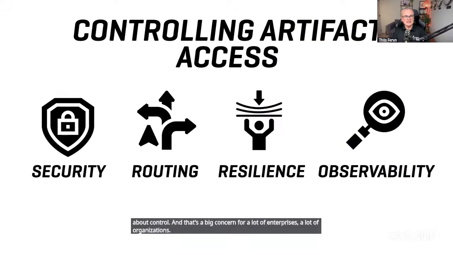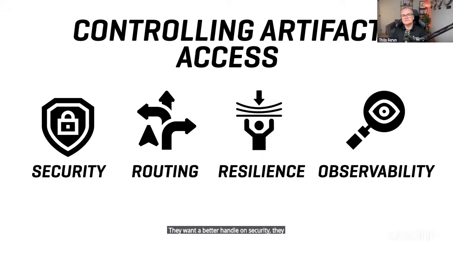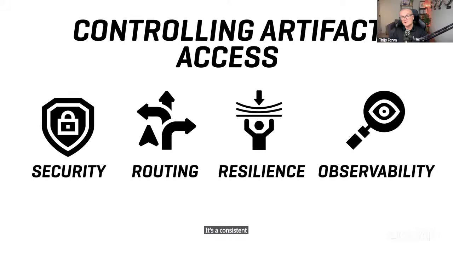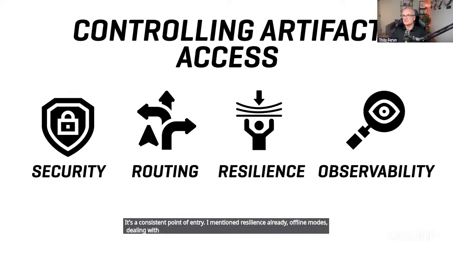And that's a big concern for a lot of enterprises, a lot of organizations. They want a better handle on security. They want to use that sort of universal layer in front of their registries for routing. They want to choose, maybe my NPM packages go to npmjs. Maybe my PyPI packages will go to Sonatype. Maybe something else goes elsewhere. So having that control over the routing without having to reprogram all the systems, without having the developers switch it up, it's a consistent point of entry. I mentioned resilience already, offline mode, dealing with rate limits, and observability.